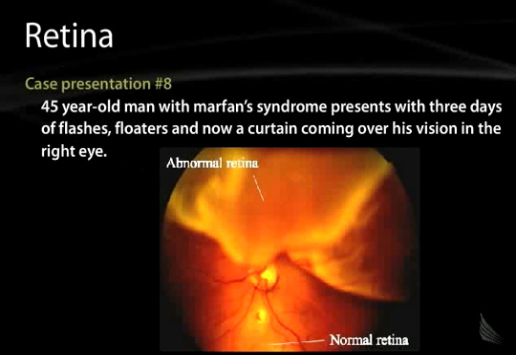This picture shows clinically what a retinal detachment looks like. Superiorly, you have abnormal white, billowing retina as it waves in the breeze in the vitreous of the posterior segment. Inferiorly, you have normal attached retina the way it's supposed to look.